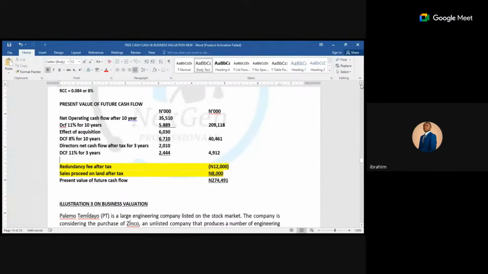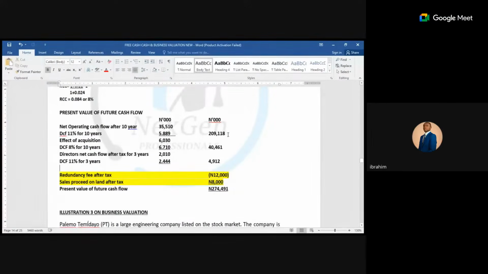Which one? Is it negative? This is cash flow. This is cash inflow. This is negative. This is positive.